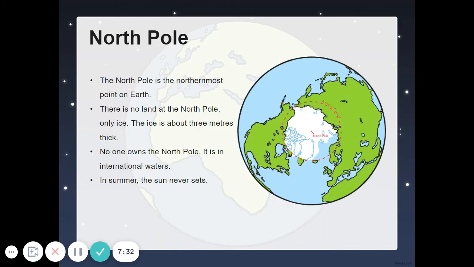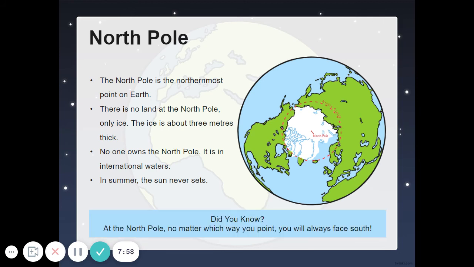Okay, now we're going to look at the North Pole. The North Pole is the northernmost point on Earth. There is no land at the North Pole, only ice. The ice is about 3 meters thick. No one owns the North Pole. It is in what we call international waters. In summer, the sun never sets. Did you know? At the North Pole, no matter which way you point, you will always face south.